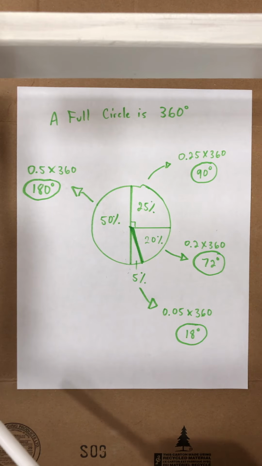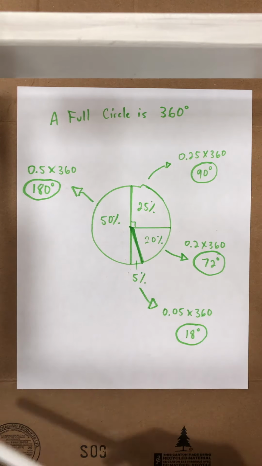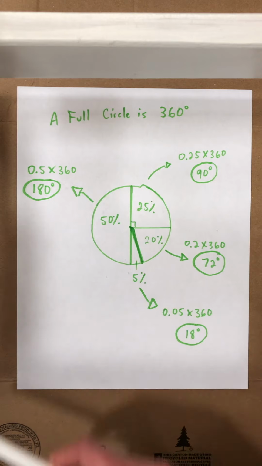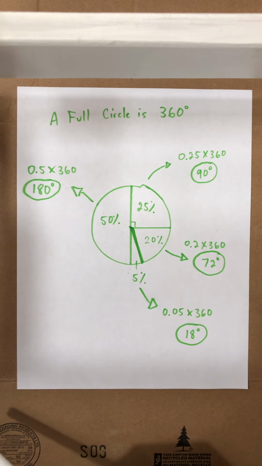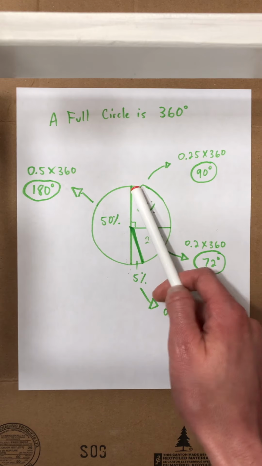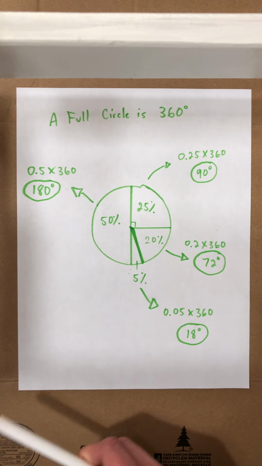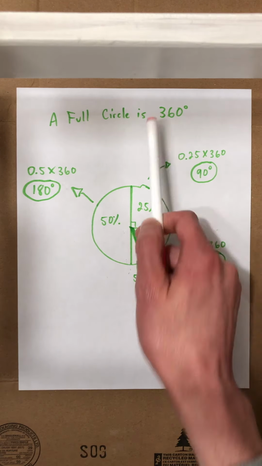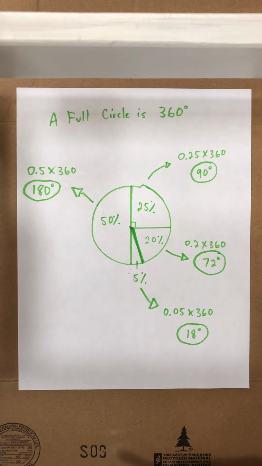So let's take a look at a circle here. A full circle is 360 degrees. You might know this from watching skateboarding videos or snowboarding or something like that, but a full turn is 360 degrees. A full circle is 360 degrees. So that's really the starting point. We have to always remember a circle is 360 degrees.